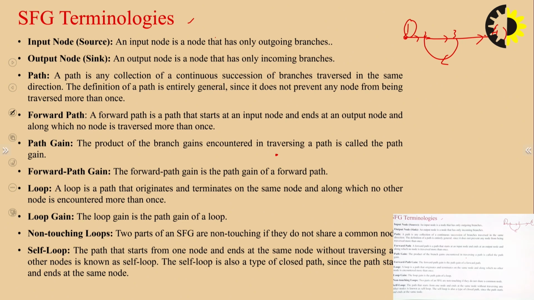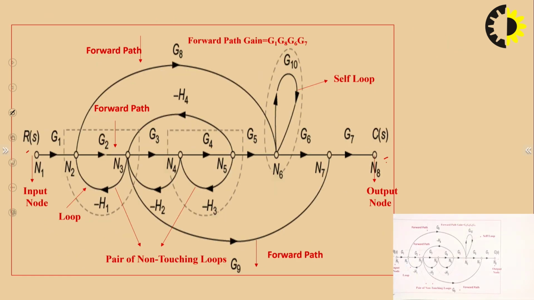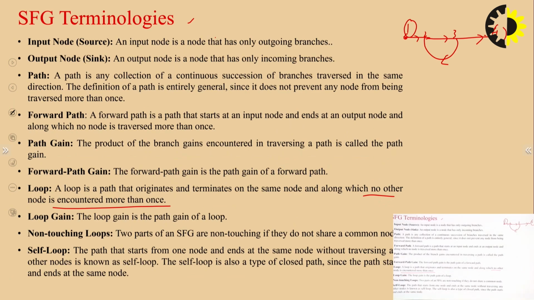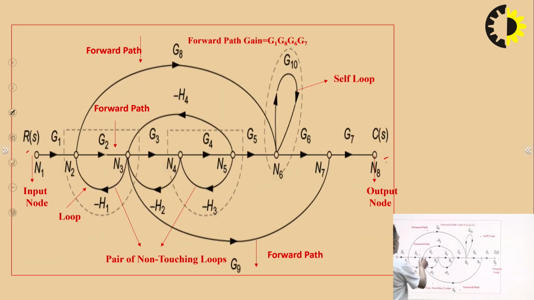And then forward path gain, then loop. A loop is a path that originates and terminates on the same node and along which no other node is encountered more than once. Like here you can see, this is basically a loop. This is a loop. This is a loop. This is a loop. This is a loop.